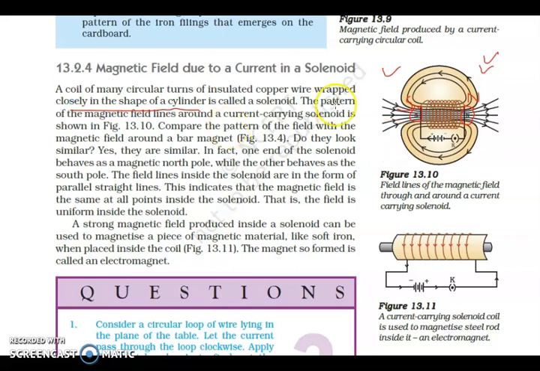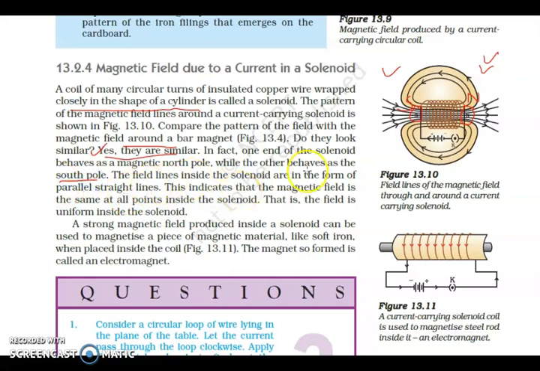Okay. The pattern of magnetic field lines around a current carrying solenoid is shown in figure. Compare the pattern of field around a bar magnet. Yes, they are similar, as we have already discussed that the pattern is similar to that of a bar magnet. In fact, one end of solenoid behaves as a magnetic north pole while the other end behaves as a south pole. So this I have already told you.